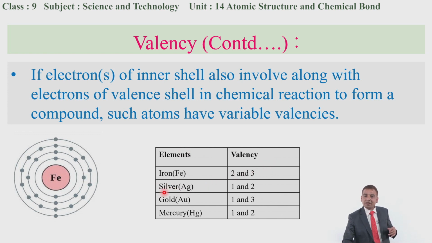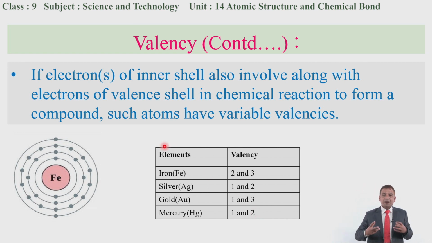Likewise, in the context of silver, if it loses 1 electron from the outermost orbit, then it has valency 1. But when it also loses an electron from the inner orbit, then it will show valency 2 also. So it has valency 1 and 2. Likewise, in the context of gold, sometimes it shows valency 1 and sometimes valency 3. And mercury shows valency 1 as well as valency 2.